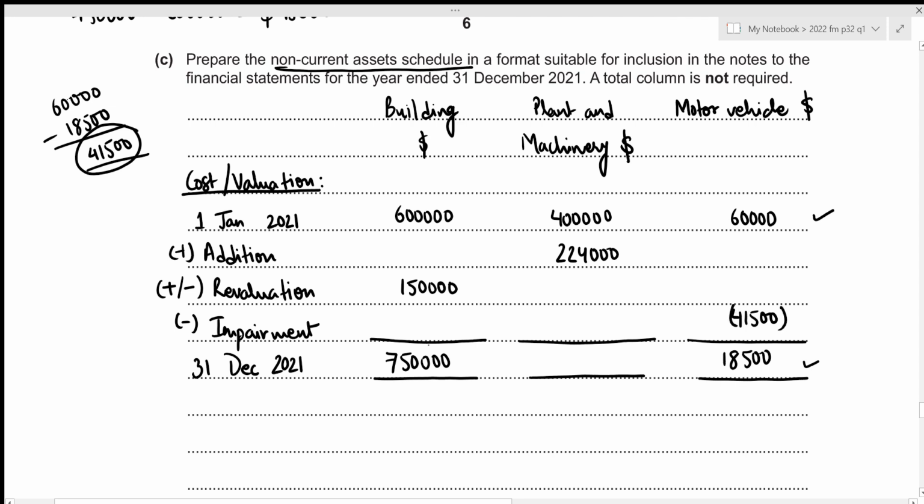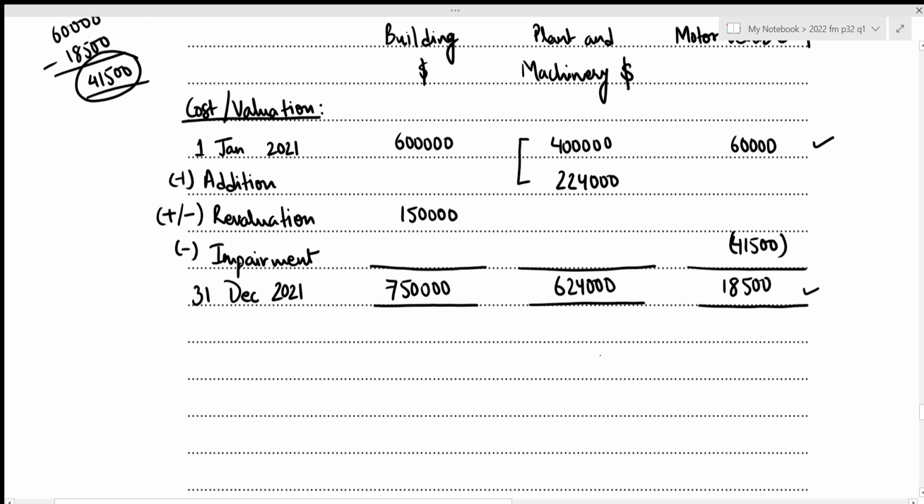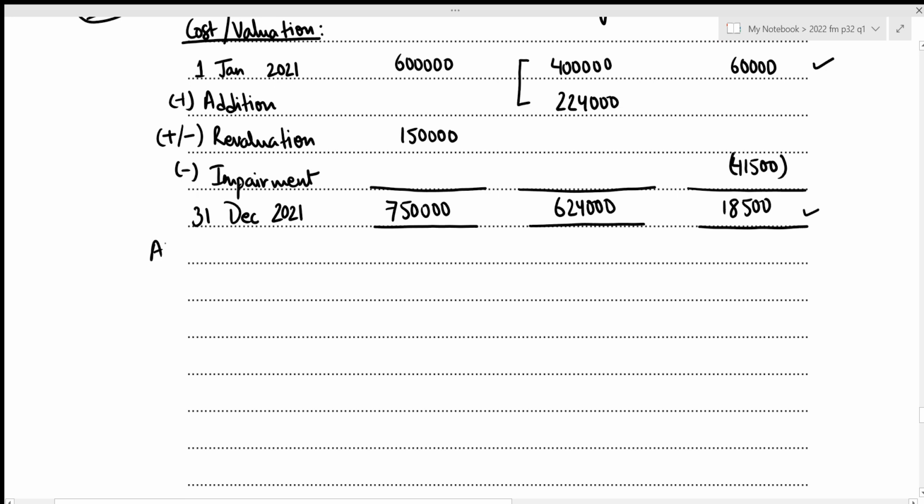All right, now let's figure out the closing date balance for plant and machinery. That is just going to be the sum of these two amounts, 400,000 plus 224,000, which results in 624,000. All right, now the first section of our non-current asset schedule is completed. We now move towards the second one, which deals with accumulated depreciation. Let's write it down. And again, we start with the accumulated depreciation at our opening date. So that's going to be 1st January 2021.